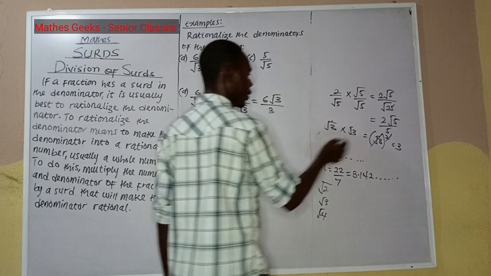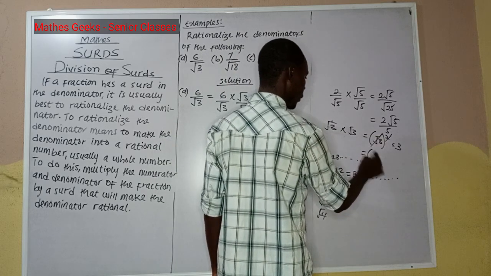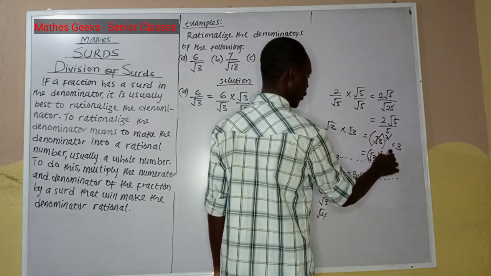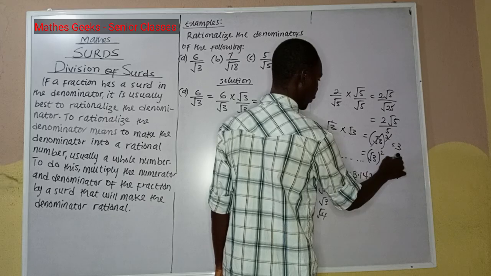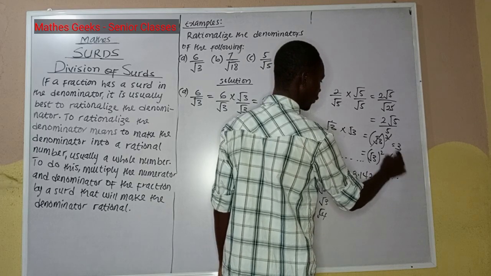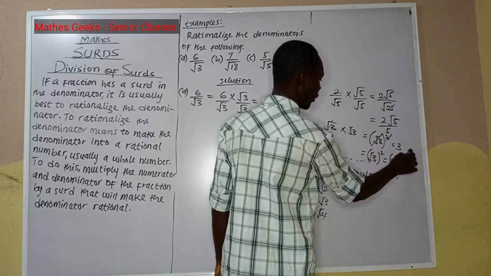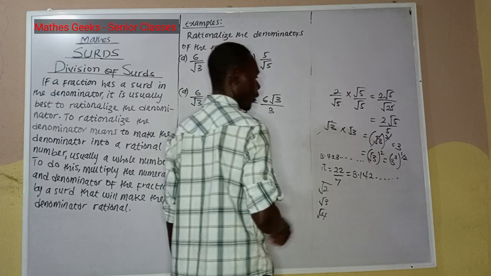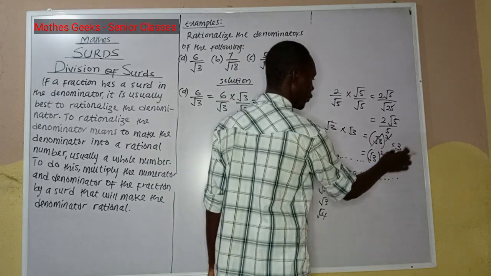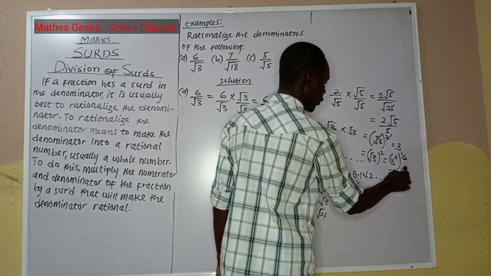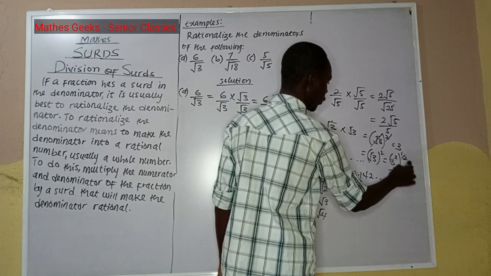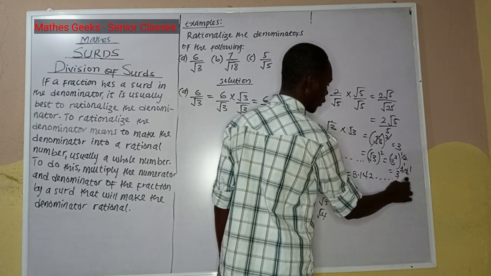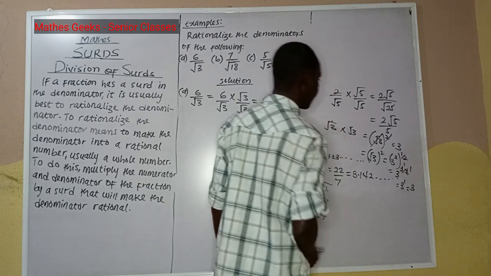Or remember from indices, root 3 squared is equal to 3 raised to power 2, where our square root sign in indices is the fractional power, which is 1 over 2. So 2 multiplied by 1 over 2 will give us 3 raised to 2 over 2. 2 here 1, 2 here 1. So this will give us 3 raised to power 1, which is equal to 3.